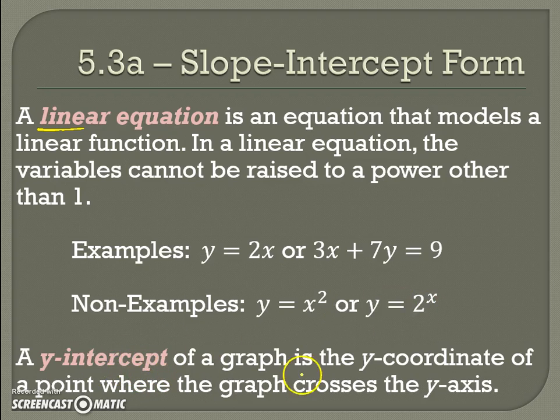A y-intercept of a graph is the y-coordinate of a point where the graph crosses the y-axis. Okay, so remember x, y, it's where it crosses this one right here. This is your y-axis.